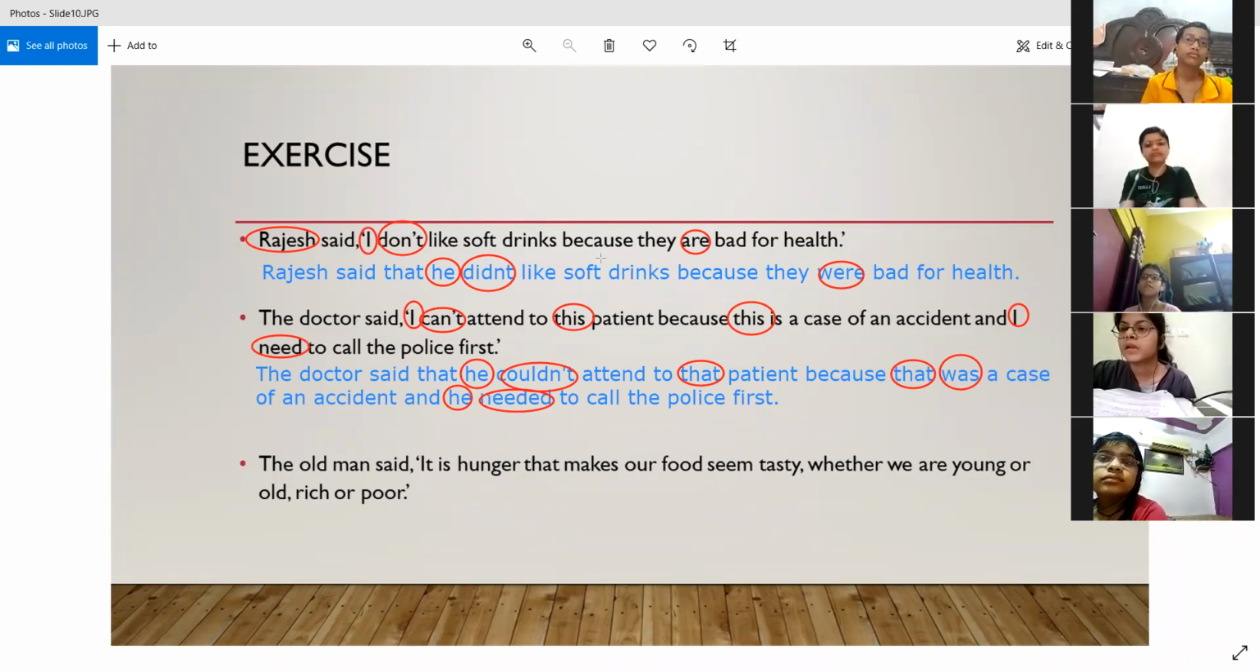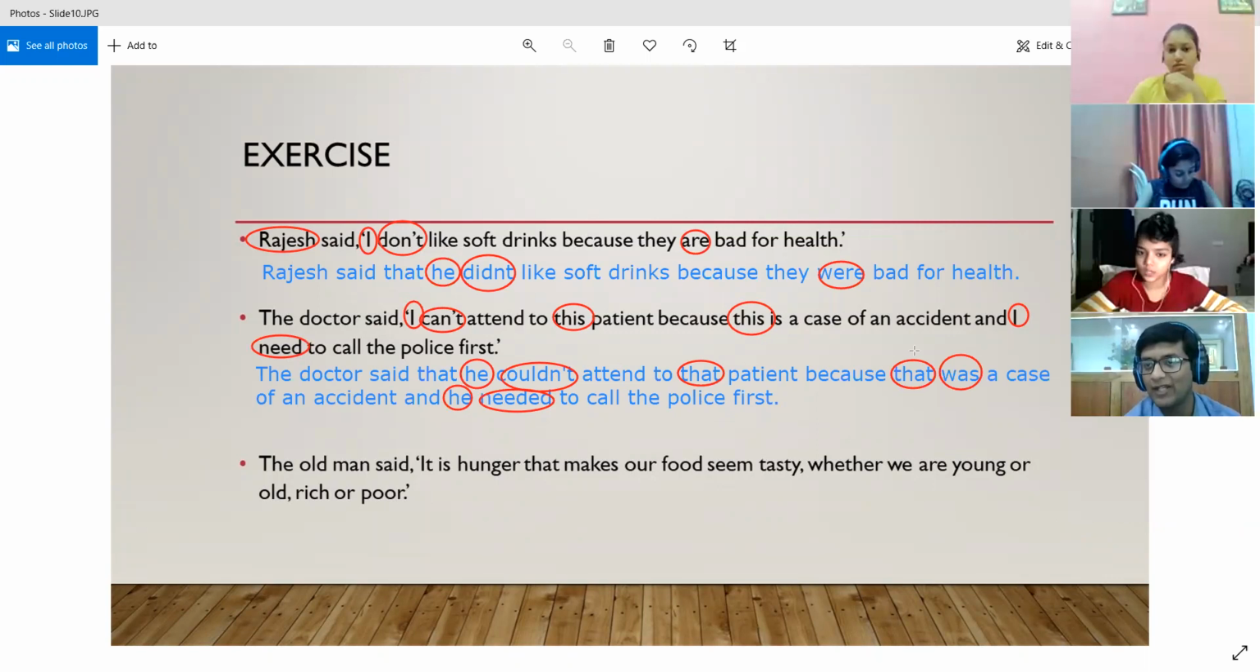So in one sentence only, all your knowledge is getting tested. Right? And if you do anything wrong, it will be considered as wrong. So be very careful while you are changing direct speech into indirect.